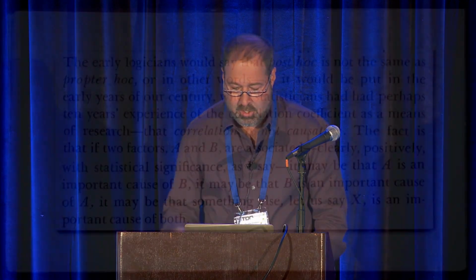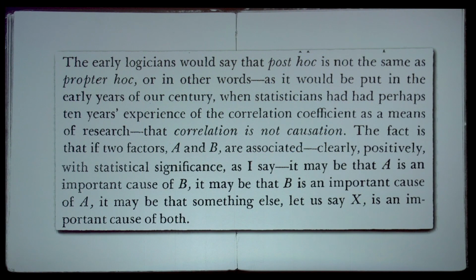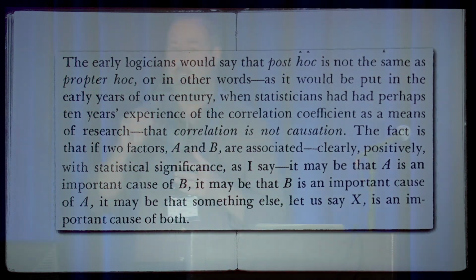So Fisher writes, again, this is Fisher writing this, in Statistical Methods for Research Workers: Correlation is not causation. If two factors, A and B, are associated clearly, positively, with statistical significance, it may be that A is an important cause of B, it may be that B is an important cause of A, or maybe something else, X, is an important cause of both. And one of the things that Fisher argued was that there was actually a genetic predilection, for lack of a better word, that caused both lung cancer and people to smoke.